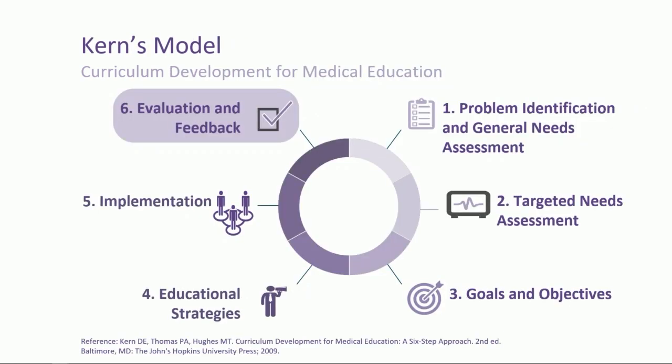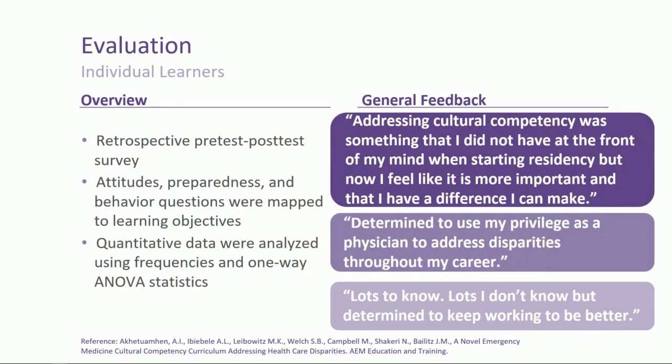So after we implemented the course, we then completed the final step, which was evaluation and feedback. And we used a unique retrospective pre-test, post-test survey where we were able to put together attitudes, preparedness, and behavior questions and map them based on our learning objectives. And we were able to then generate both just general feedback, which you can see on the quotes on the side there. My favorite is the one at the bottom, which states that there's lots to know, lots I don't know, but we're determined to keep working to be better. And then in addition, we were able to obtain quantitative data using frequencies and one-way ANOVA statistics.